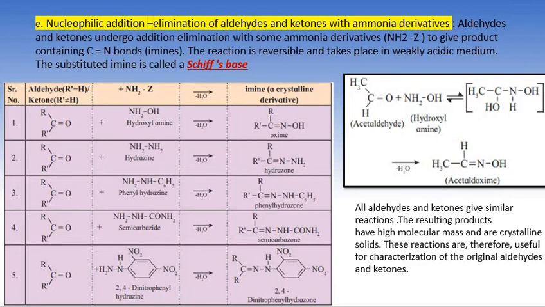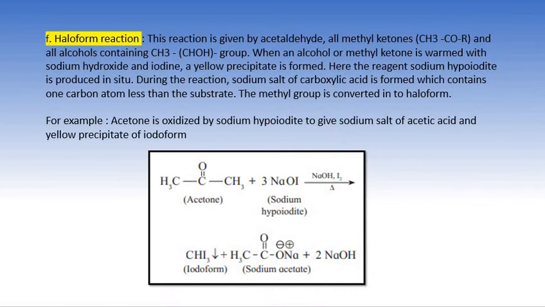Now next is the haloform reaction. This reaction is given by acetaldehyde and all methyl ketones, meaning that with the carbonyl group at least one alkyl group should be a methyl group, and by all alcohols containing the CH3CHOH group. So when an alcohol or methyl ketone is warmed with sodium hydroxide and iodine, you will see the formation of a yellow precipitate of iodoform.